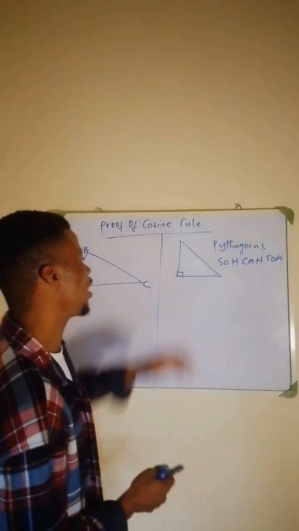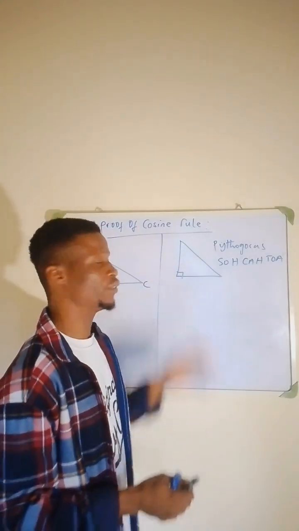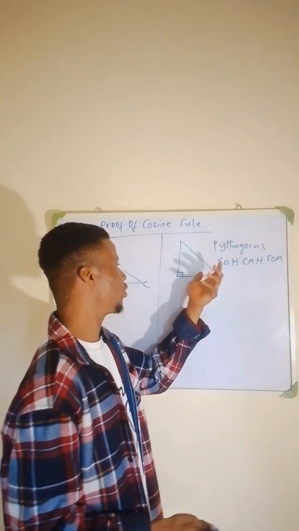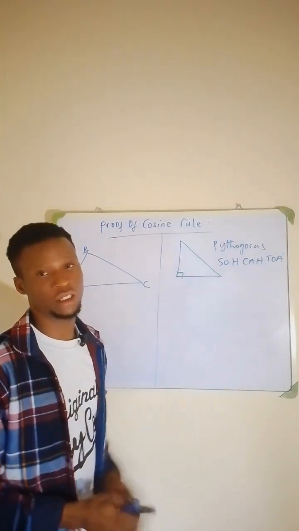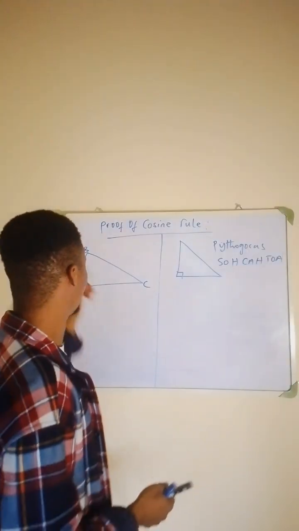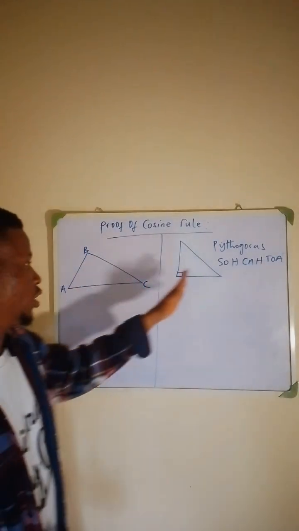So if you are given a right angle triangle, you can use the Pythagoras rule. Pythagoras rule is only used when only the sides are given and it is a right angle triangle. And SOHCAHTOA is used when one of the angles is given, so you can find the other side. But what if it is not a right angle triangle? What if it is another type of triangle?